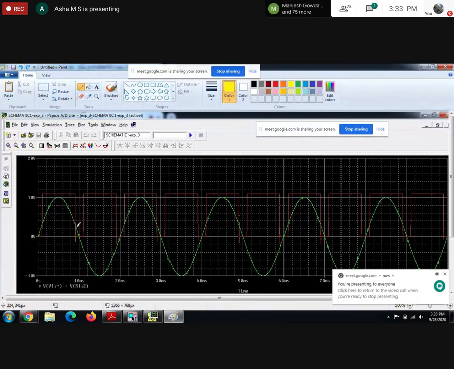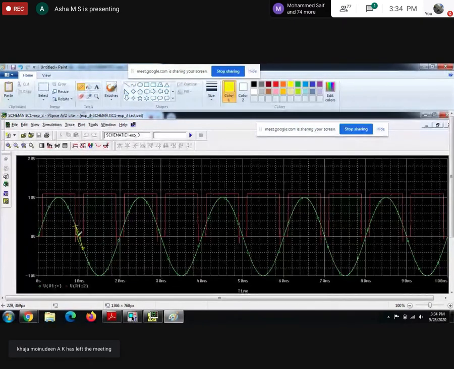See, this is my positive 3, this is my negative 3, correct, right? So this is my window. This part I am going to take as a window. When the input is in this range, the output value is 0. That's it, you need to remember. When the input voltage falls within this window, your output is 0. Apart from that, it's positive.